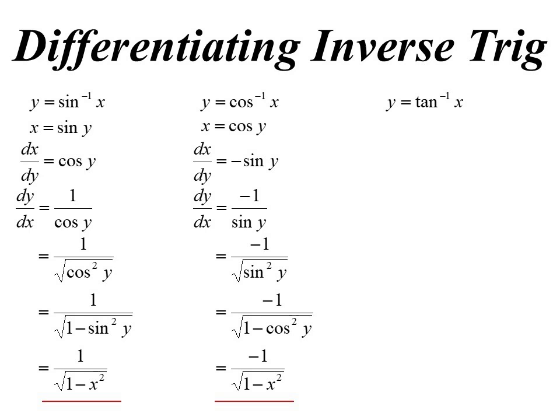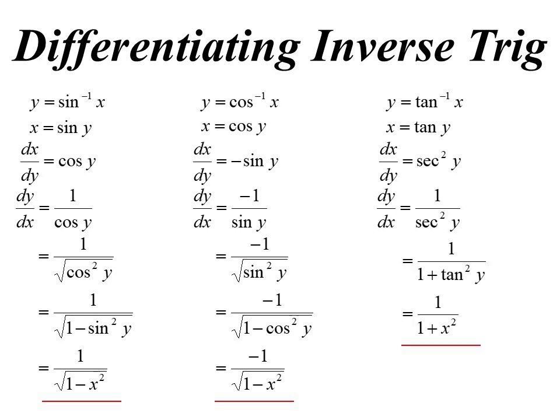Inverse tan then, x equals tan y. Differentiate that, we get sec squared. Sec squared is 1 plus tan squared. So there's no square root sign in this one. 1 on 1 plus x squared. So there's our three basic inverse trig functions.